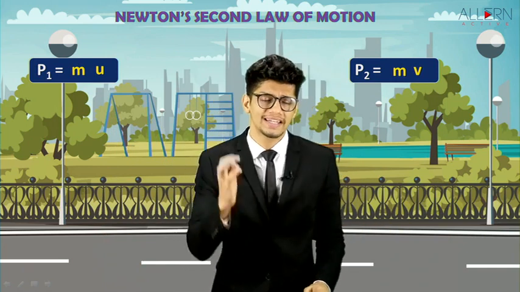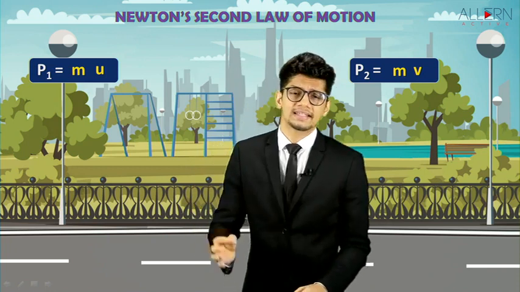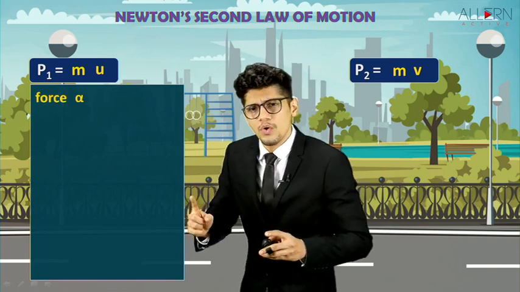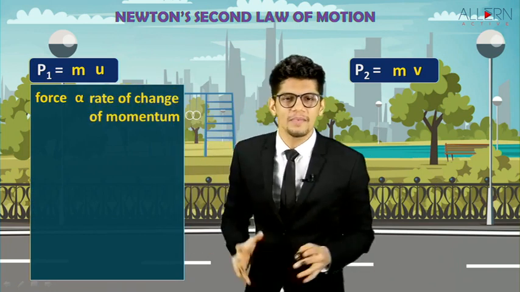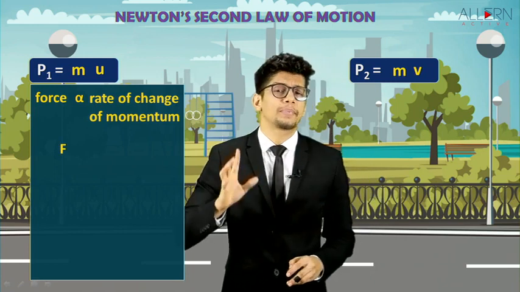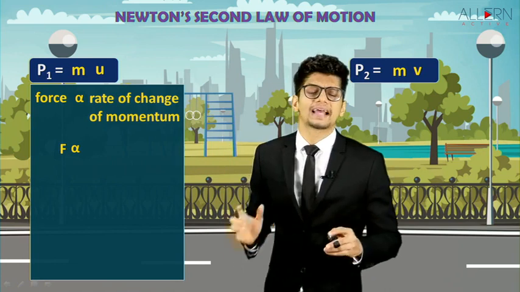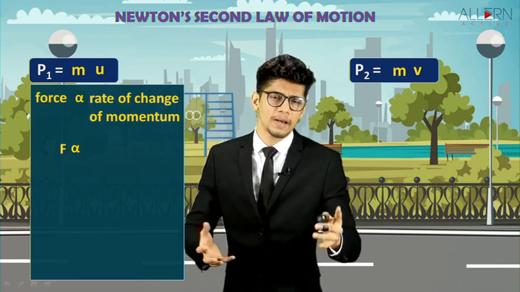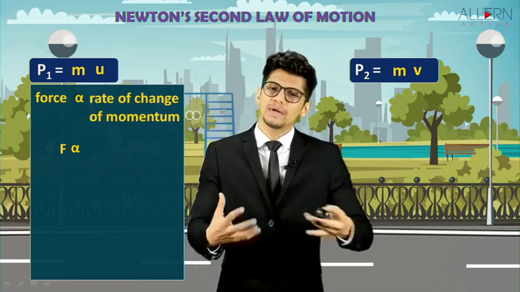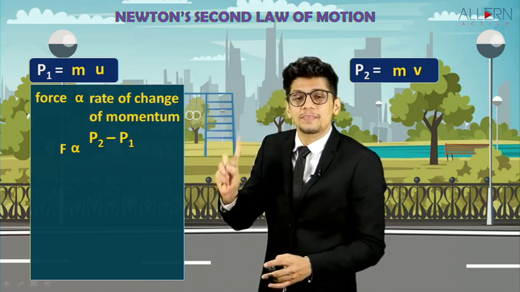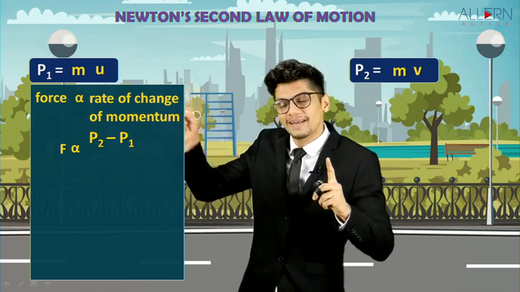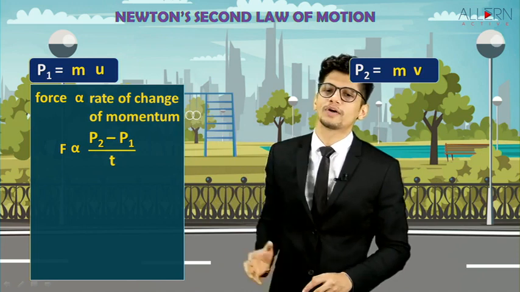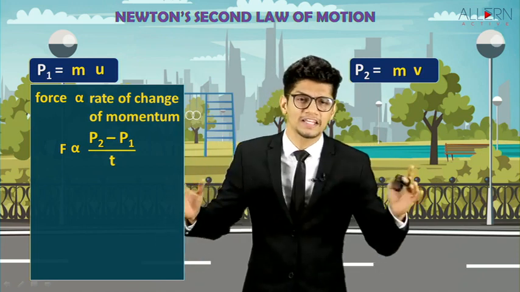So how do we use these two values? Now we have to use the statement of Newton's second law of motion. It says that the rate of change of momentum is directly proportional to the applied force, which simply means that force is directly proportional to the rate of change of momentum. Force is denoted by capital F, so we write capital F, alpha remains as it is. Now the rate of change of momentum: change of momentum is found by subtracting the initial momentum from the final momentum, so we have P2 minus P1. And rate means divide by time, so we have upon time. So F alpha P2 minus P1 upon small t.